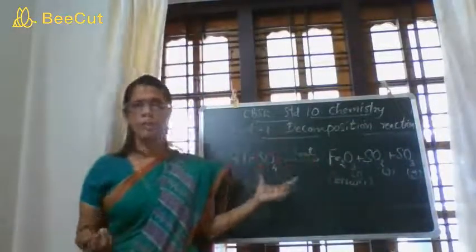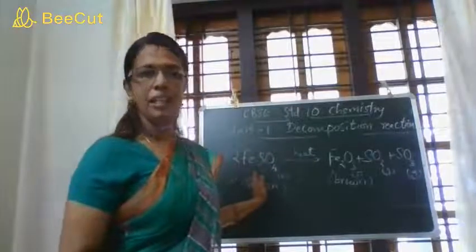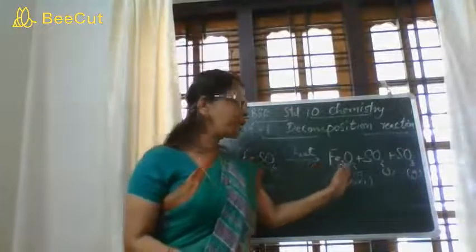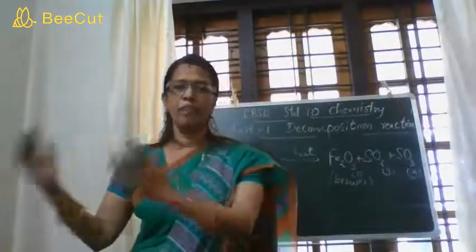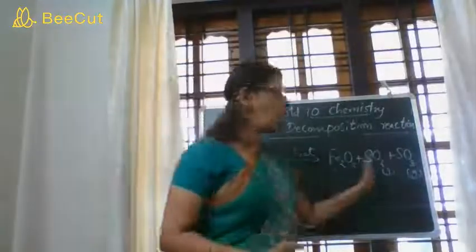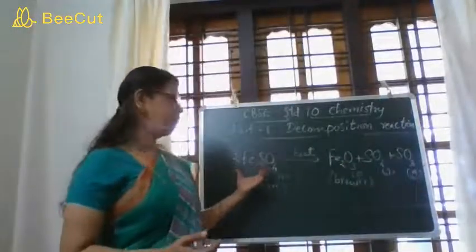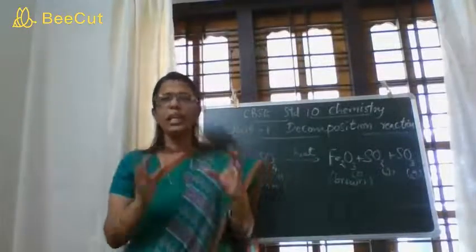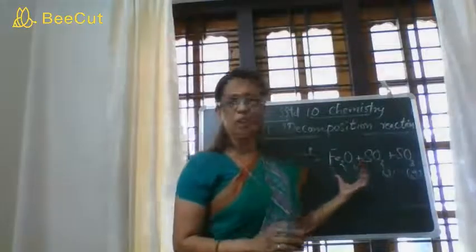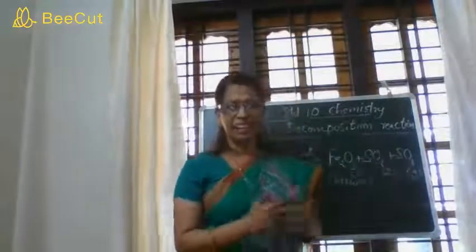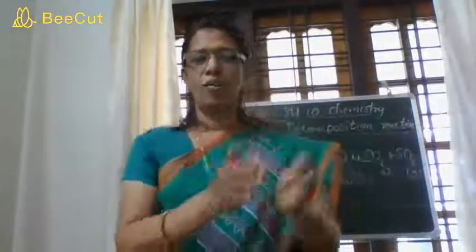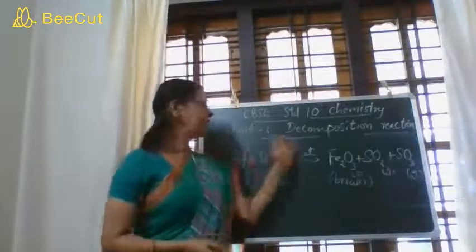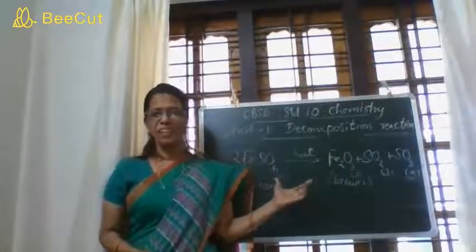So here you can see that ferrous sulfate is broken down with the help of heat. When it is heated, it is changed into three small different compounds, or three small units are formed from ferrous sulfate: ferric oxide, sulfur dioxide and sulfur trioxide. That is breaking of a single substance into smaller units. Such reactions are called decomposition reactions. So this is an example for decomposition reaction.